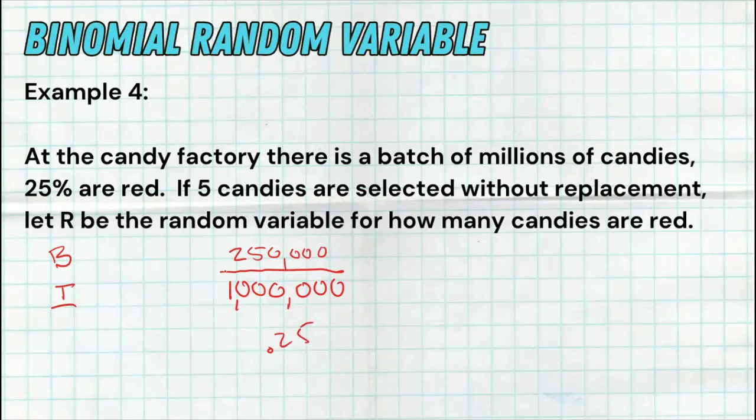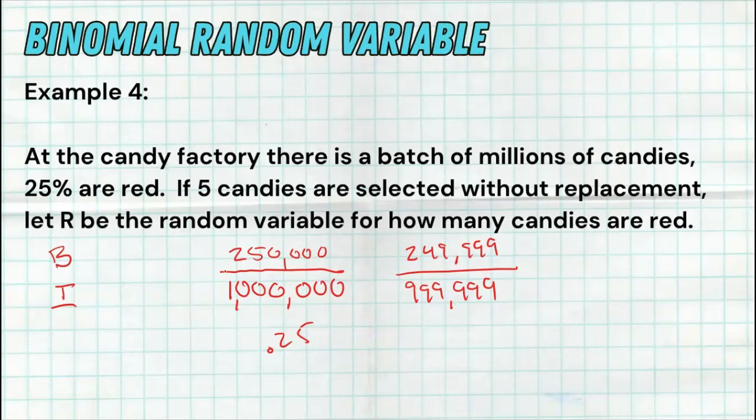Now, let's just say that we do get a red marble. Like we pick out a red marble. It says without replacement, so we don't put it back. Well, now there's 999,999, okay, whatever. You get the idea. There's 999,999 marbles left. And then how many of them are red? Well, 249,999. So has the proportion of red marbles technically changed?